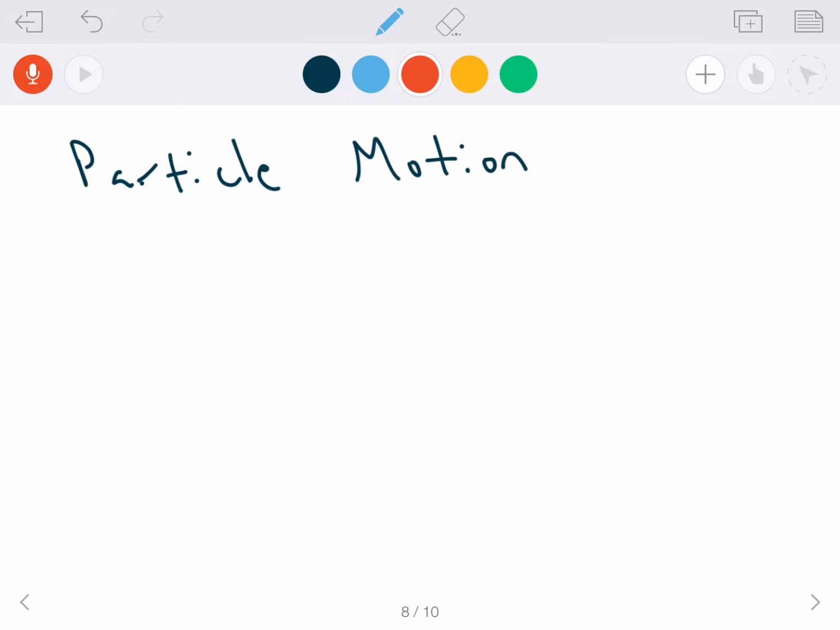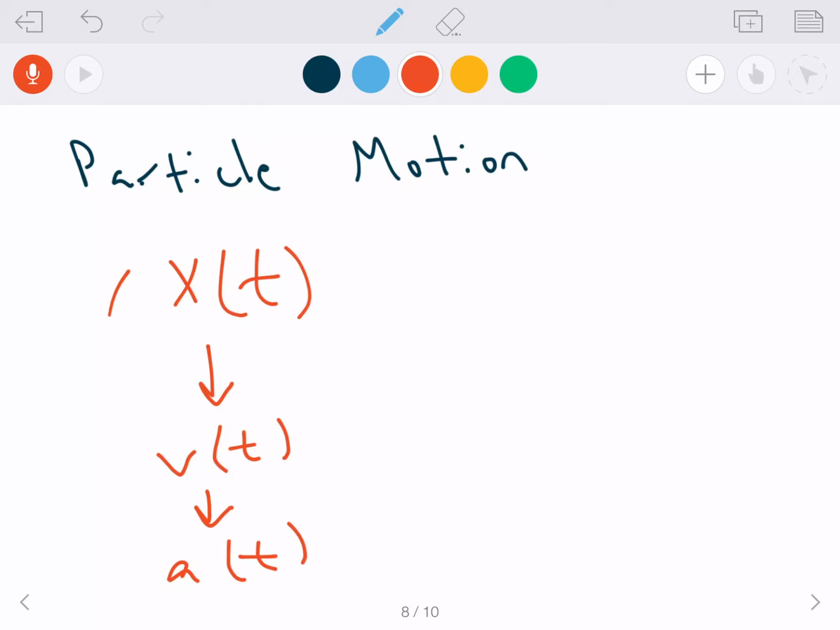Next thing we looked at was particle motion. And here's the big picture. What I need you to remember is you have the position. You can take the derivative of that to get the velocity. You can take the derivative of that to get the acceleration. This sequence here, I really need you to know, right? You have position, take the derivative, get the velocity. You have the velocity, take the derivative, and you have the equation for acceleration.